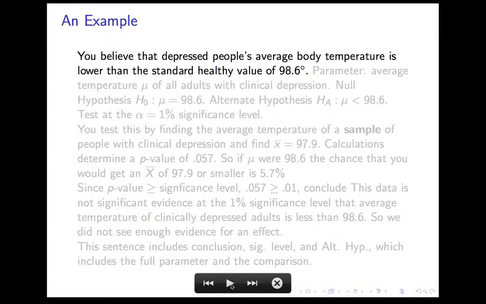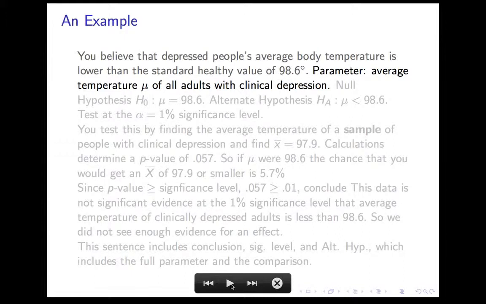To turn that into a precise question, you have to make it a statement about a parameter. The obvious statement is about the average temperature of all adults with depression. Let's say with clinical depression, to make it a precise population. So our population is all adults with clinical depression. Our variable is the temperature, and we are interested in the average, mu, of their body temperature.